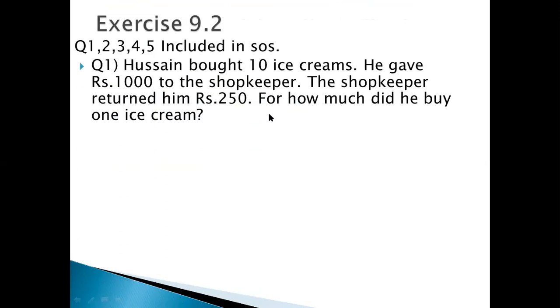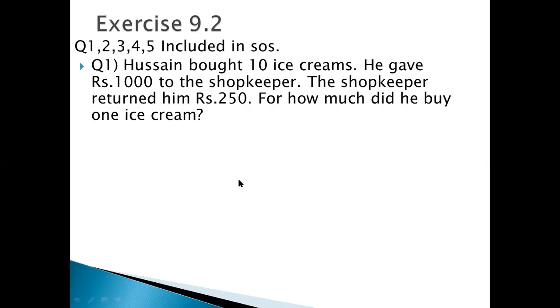Question number 1 is: Hussain bought 10 ice creams. He gave ₹1,000 to the shopkeeper. The shopkeeper returned him ₹250. For how much did he buy one ice cream? Here you have been given that he bought 10 ice creams, and he gave ₹1,000 to the shopkeeper. The shopkeeper returned ₹250. So when we subtract 250 from 1,000, we will get the price of 10 ice creams.